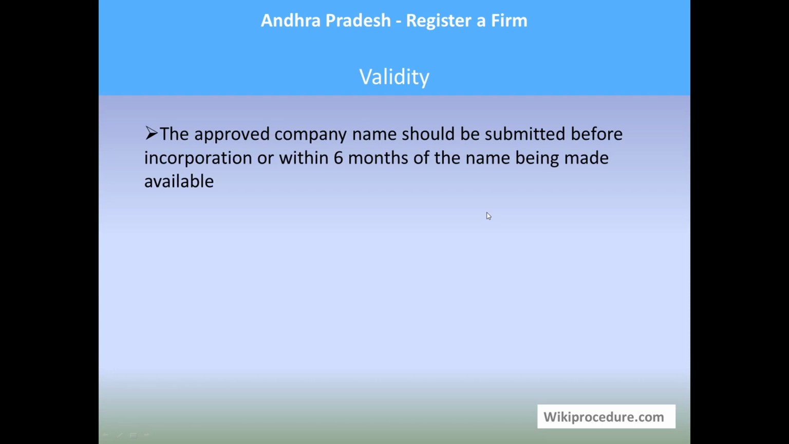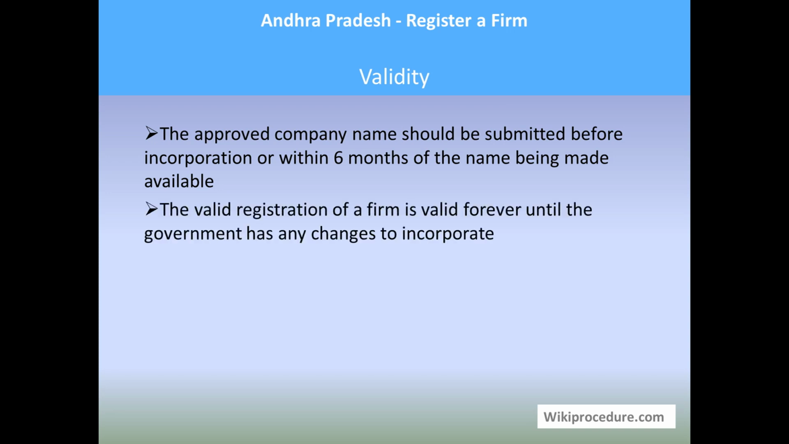Let us see the validity. The approved company name should be submitted before the incorporation or within 6 months of the name being made available. Meaning, once you get the name clearance for registering, from that period we have to do the registration within 6 months, otherwise it lapses. The registration of a firm is valid forever until the government has any changes to incorporate or renewal or any such matters.